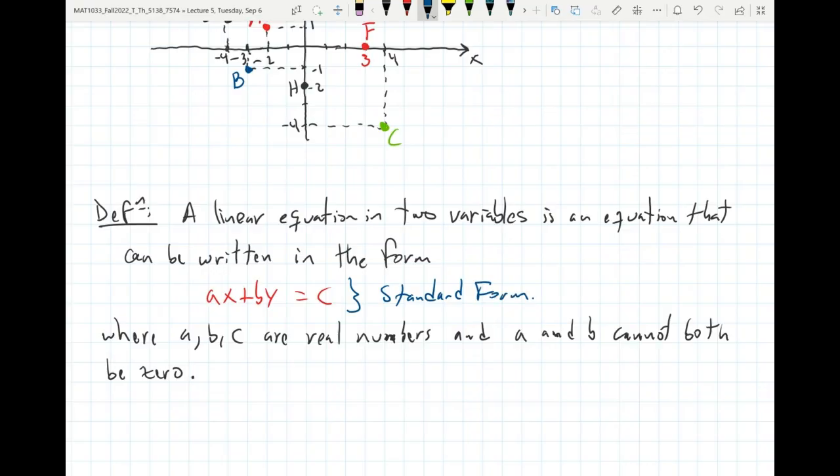Okay. All right. So who can tell me what would be a solution to this equation? How would you define a solution to an equation like this? So what do you think we're looking for? See, a, b, c are real numbers. Those are numbers that are given to you. When you see the equation, a, b, and c are numbers. So what do you think we're looking for? x and y.